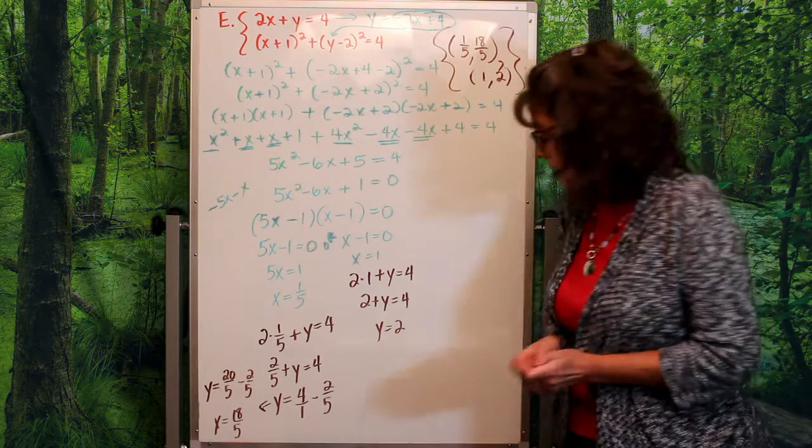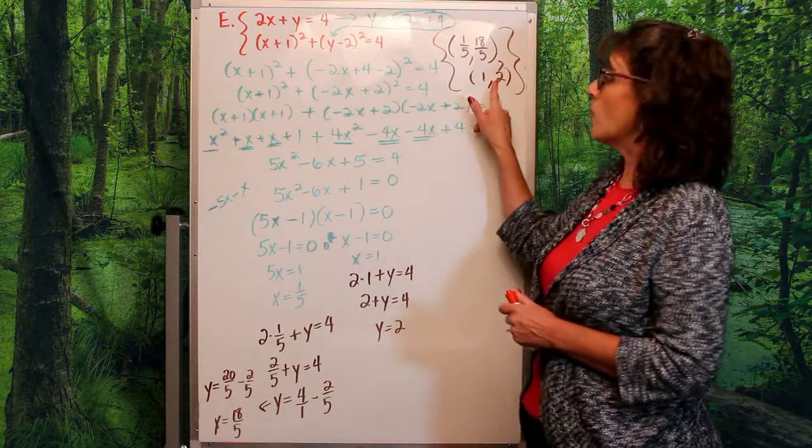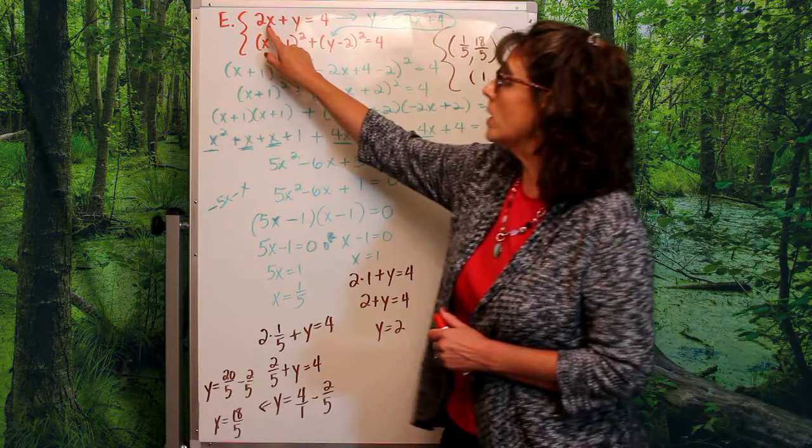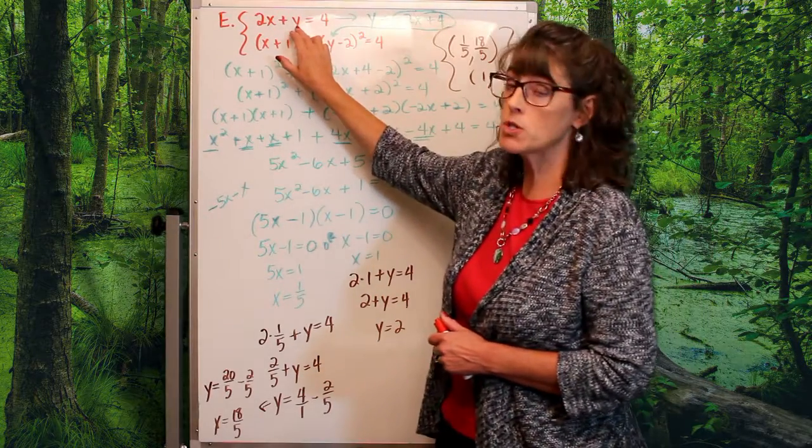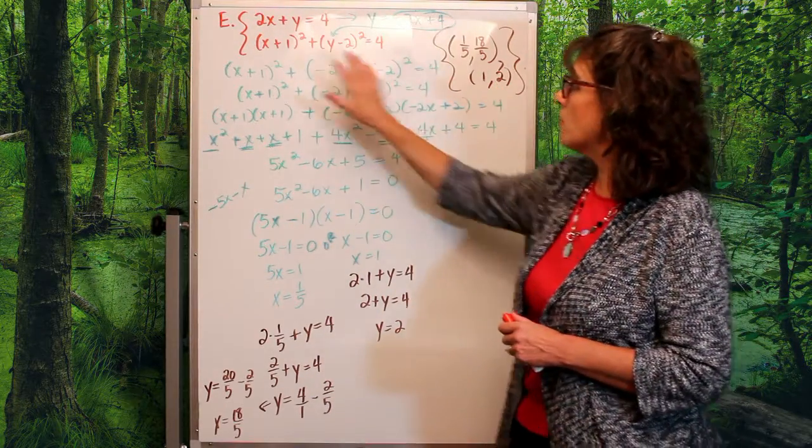Now remember, I need to check them. Checking this one will be pretty easy. I'm going to take my 1 and put it in here. 2 times 1 is 2. I'm going to put my 2 in here. 2 plus 2 is 4. That works. I'm going to take them and put them in this one.